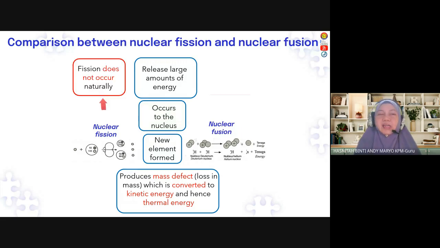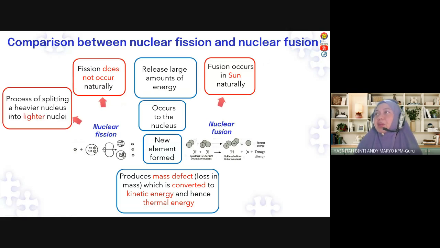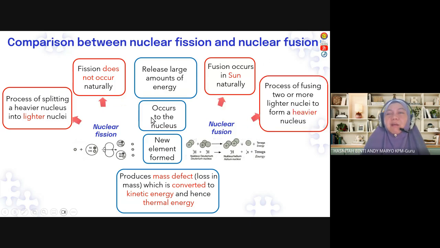As we talked earlier, fission does not occur naturally. It requires a neutron to start the process. A neutron needs to be bombarded onto the unstable nucleus uranium-235. While fusion occurs naturally on the surface of the sun. For fission, the process is splitting a heavy nucleus to form lighter nuclei, while fusion is a combination of two or more lighter nuclei fusing to form a heavier nucleus.